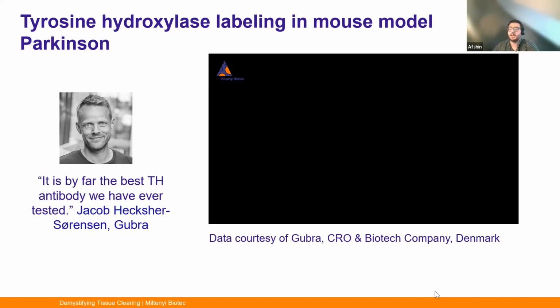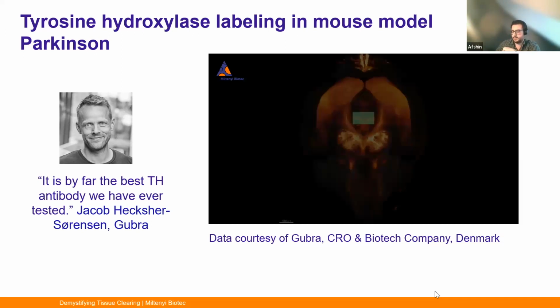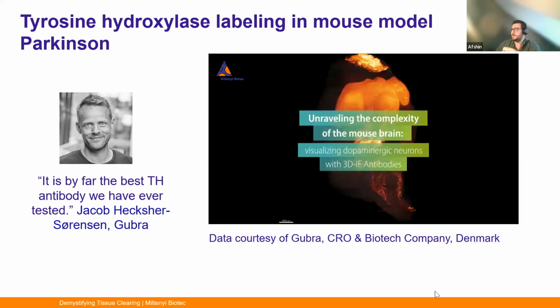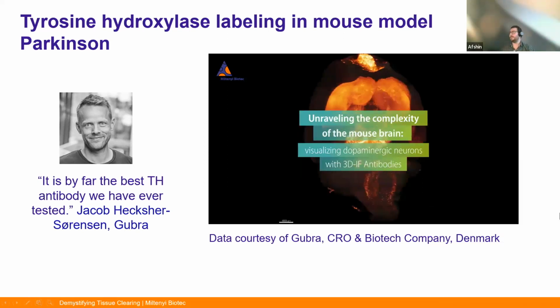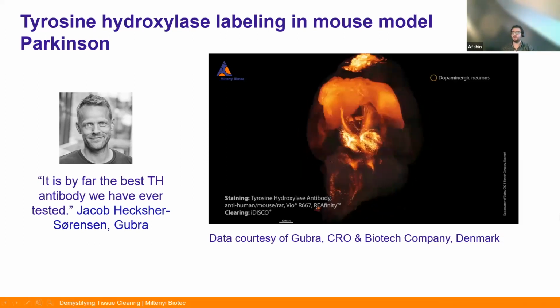This is the tyrosine hydroxylase antibody, which is labeling all the dopaminergic neuron in the brain. And they have tested this not with our tissue clearing kit, but with the standard iDisco clearing method. So I would not say anything, and then just please enjoy the nice labeling and travel through the dopaminergic world.